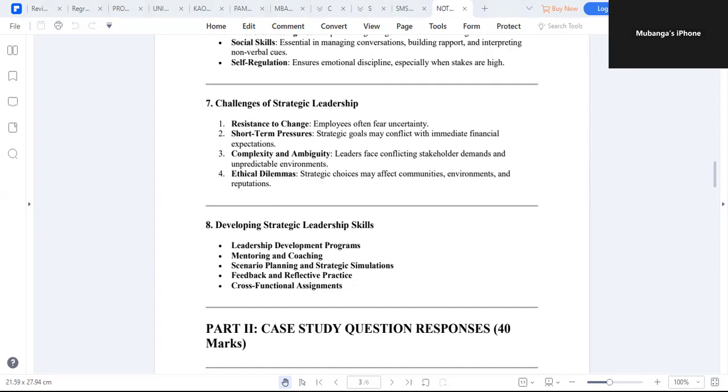It can be developed through training and development. It can be developed through experience or self-awareness. So there are some of the effective ways that can be used to build strategic leadership skills.